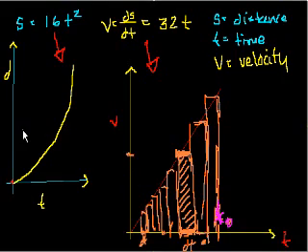And then we said, well, the velocity, if we know the distance, the velocity is just the change of the distance with respect to time. And since the velocity is always changing, you can't just take the slope. You'd actually have to take the derivative, right? So we took the derivative with respect to time of this function, or this equation, and we got 32t, and this is the velocity. And then we graphed it.